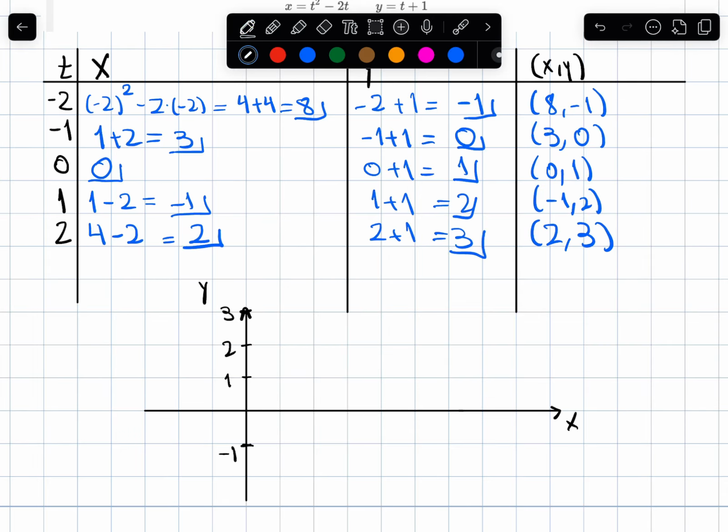And so let me go ahead and actually label these. I'm just trying to be careful. Don't really have to do this. And then let's plot the points. First is the point x equals 8, y equals negative 1. That's right here. And then x equals 3, y equals 0 is right here.